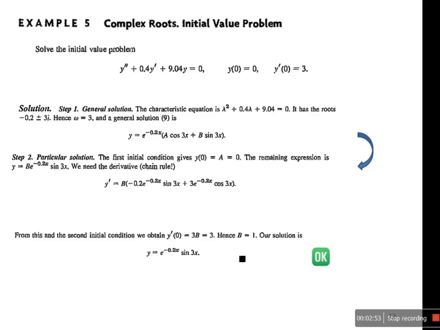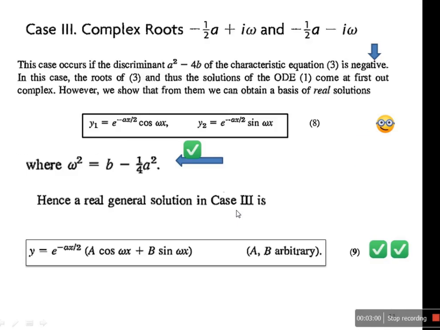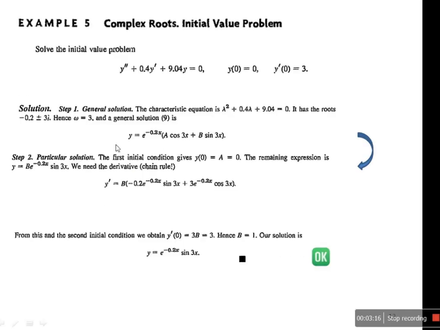Again, omega squared is equal to, if we go back, you can see here omega squared is equal to b minus a squared over 4. So omega is the square root of b minus a squared over 4. Now omega is equal to 3. Now you can see, and this is the general solution.